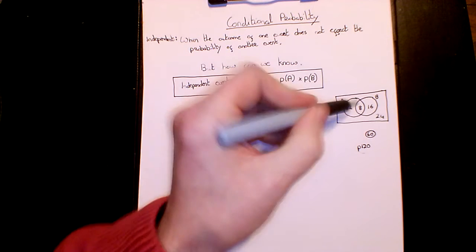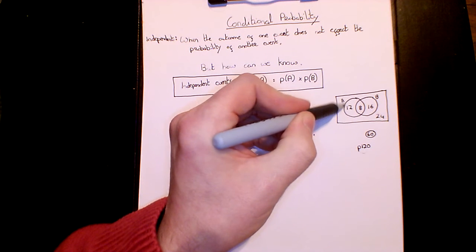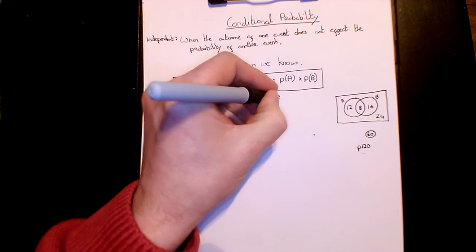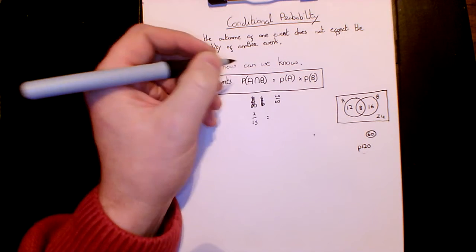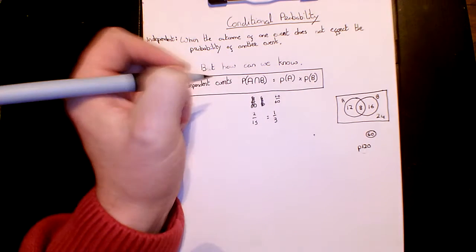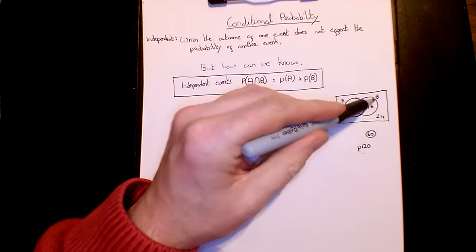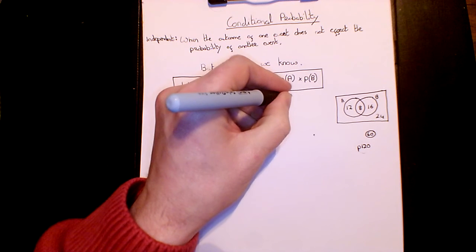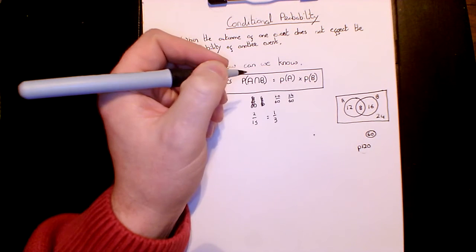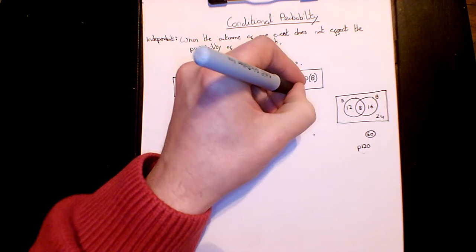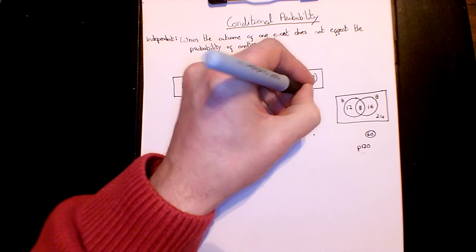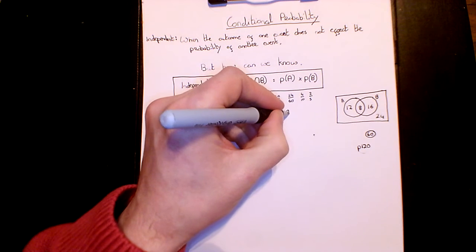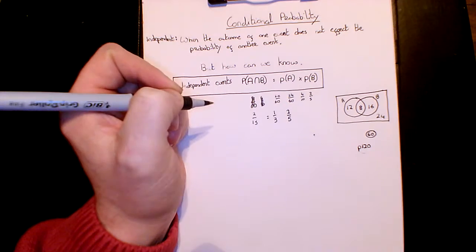The probability of A, so here's A. A is the 12 and the 8, which is 20 out of 60. And 20 out of 60 gives us 1/3. The probability of B then is the 8 and the 16, which is 24. So 24 out of 60, which is 4 out of 10, which, breaking it down further, is 2 out of 5. So the probability of B is 2 out of 5.